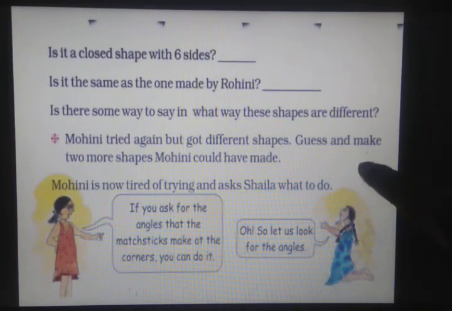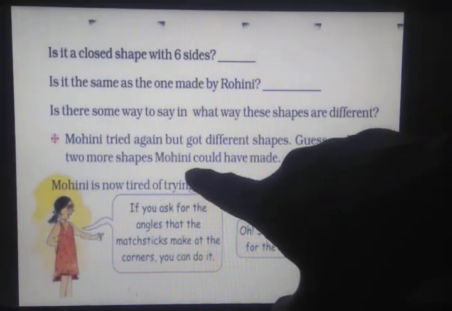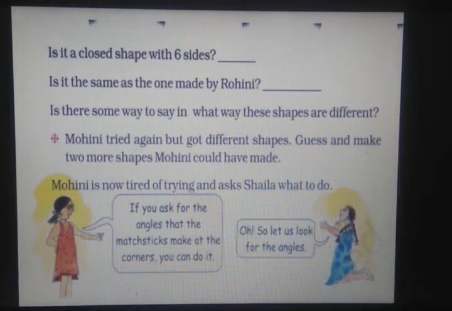Guess and make 2 more shapes Mohini could have made. You can also make different types of shapes. You can also try this way. Now Mohini is tired of trying again and again, so she asked Shaila what to do. Shaila gave her a suggestion: if you ask about angles, that is, how the matchsticks make a corner, you can do it.